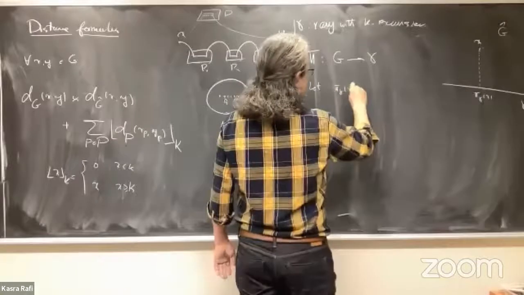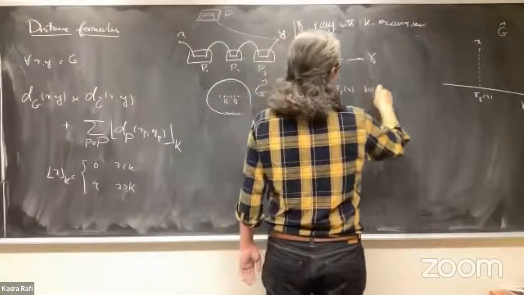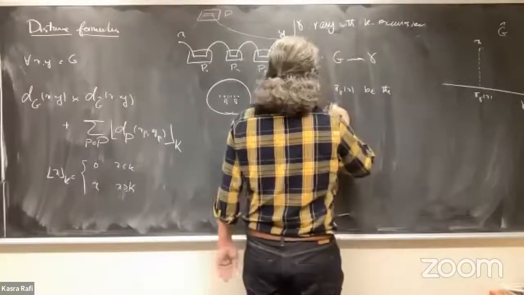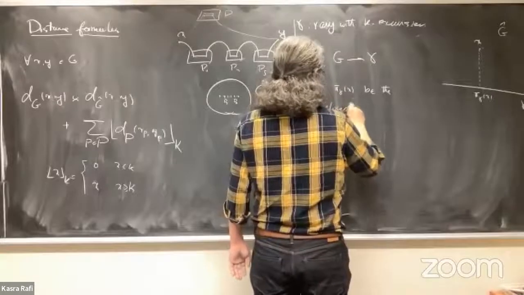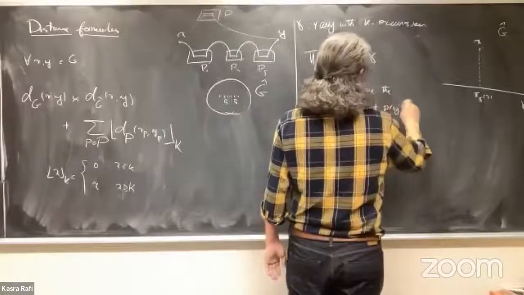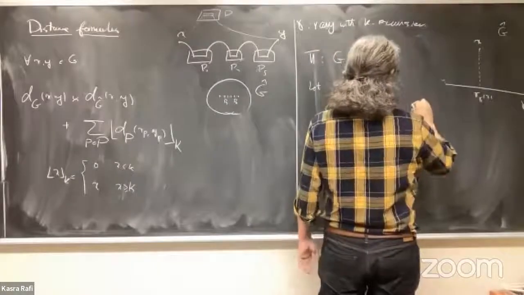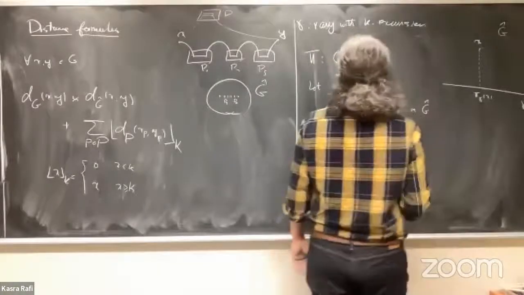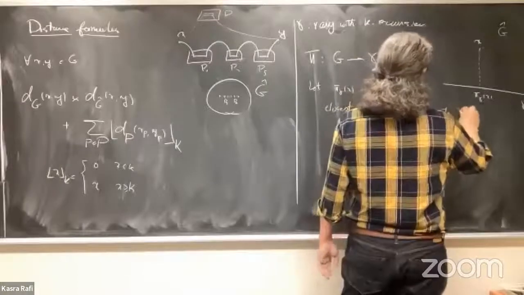Let pi gamma of x be the closest point projection in G hat to gamma.